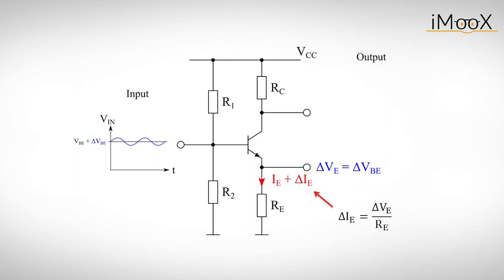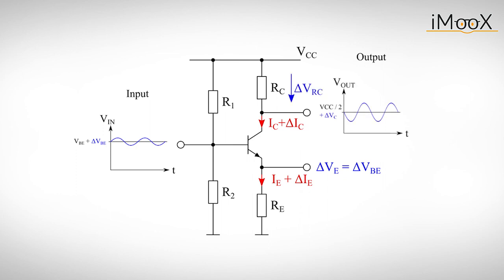This will cause an alternating emitter current delta IE, which can be expressed as the alternating emitter voltage delta VE divided by the emitter resistor. Since the AC voltages at the base and the emitter are the same, we conclude that delta IE is delta VBE divided by the resistance RE. The changing emitter current, delta IE, causes nearly the same change in collector current, delta IC, and therefore a changing voltage at the resistor RC, which leads to a changing output voltage, delta VC. And there we have it, a voltage amplifier.